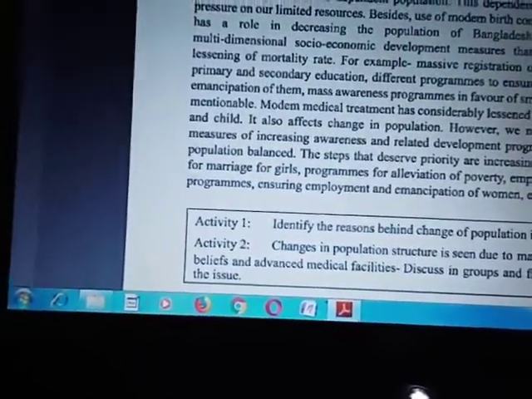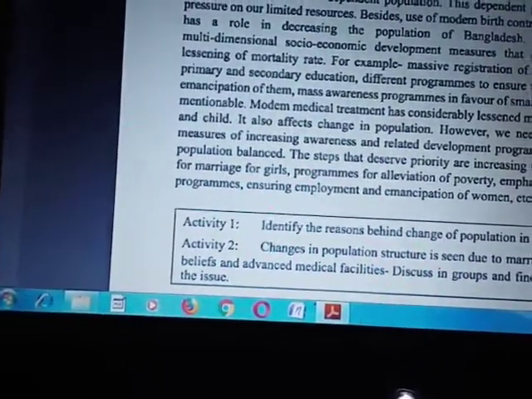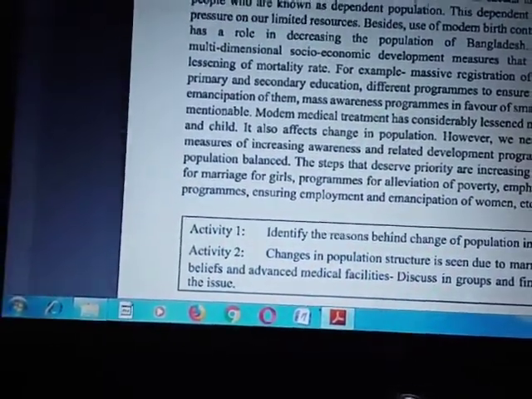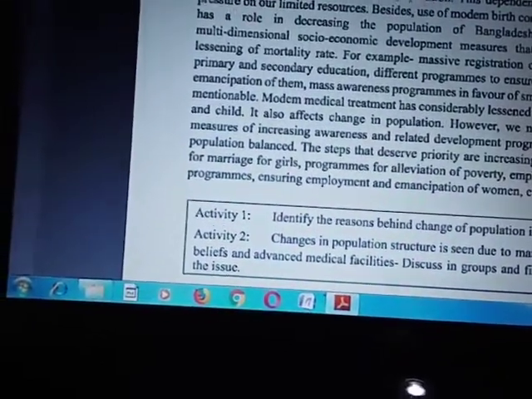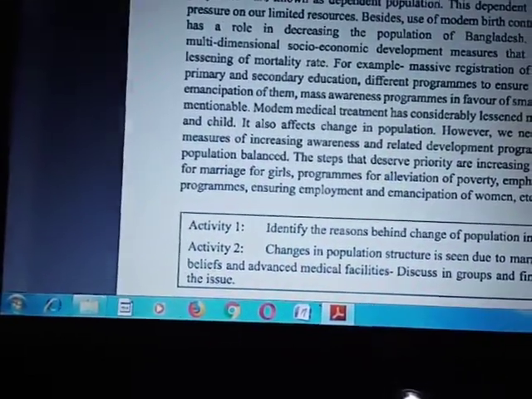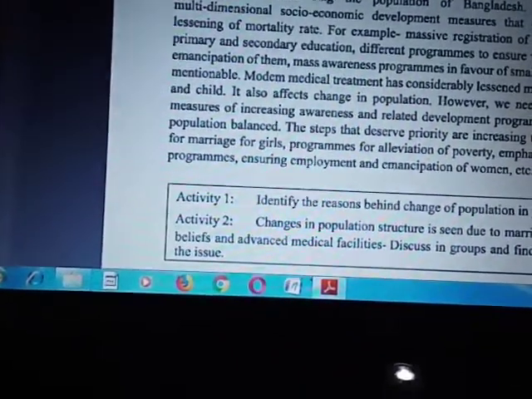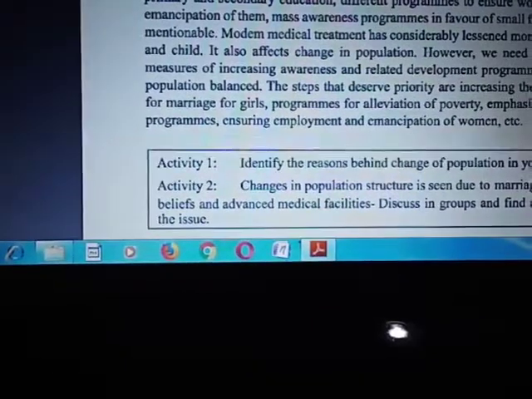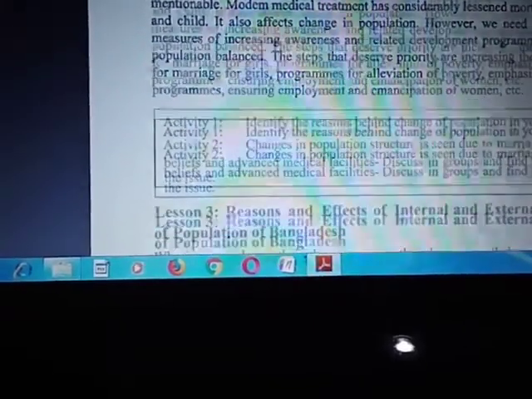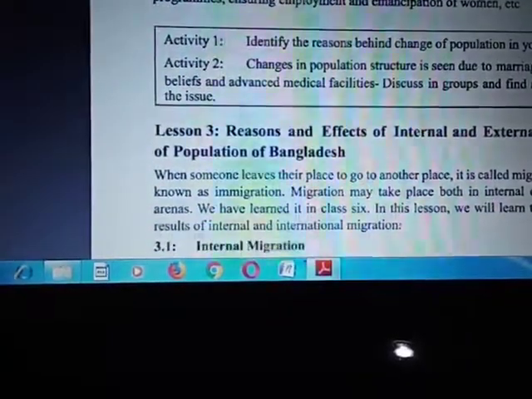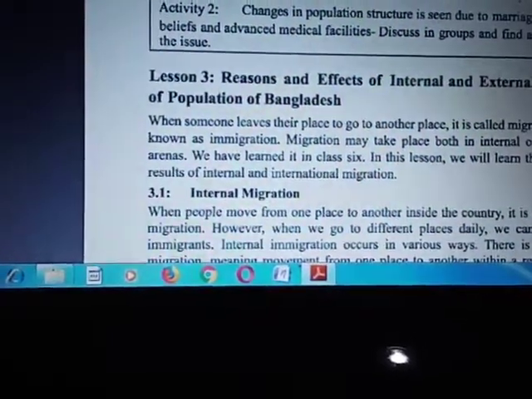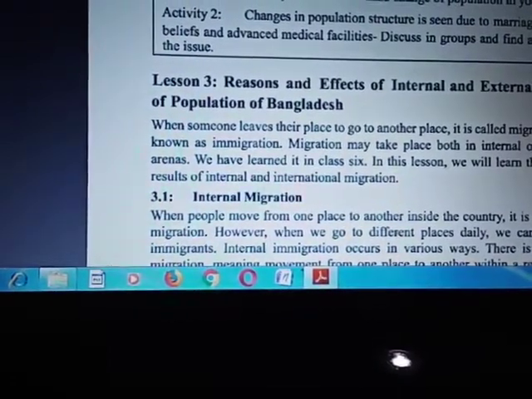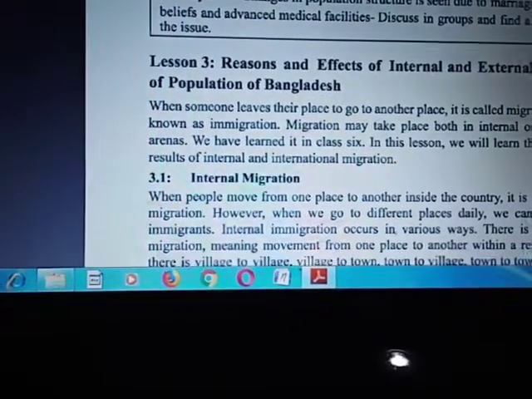Modern medical treatment has considerably lessened mortality of mother and child. It also affects change in population. We need to take certain measures of increasing awareness and related development programs to keep the population balanced. The steps that deserve priority are increasing the minimum age for marriage for girls, programs for alleviation of poverty, emphasis on birth control programs, ensuring employment, emancipation of women, etc.